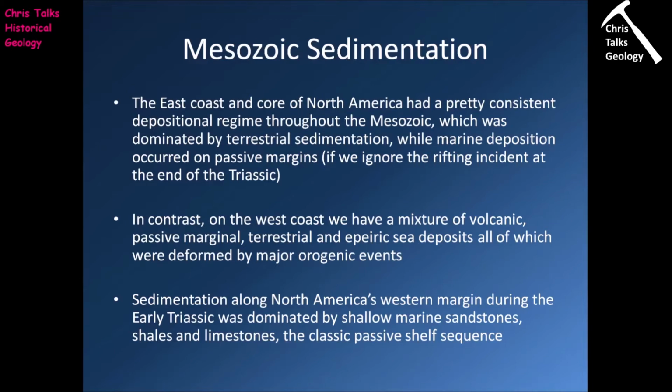Sedimentation along North America's western margin during the early Triassic was dominated by shallow marine sandstones, shales and limestones. So that's the classic passive continental margin sequence. Of course we know the Sonoma orogeny will be finishing by the early Triassic, and once it finishes, the western side of North America becomes a passive margin.